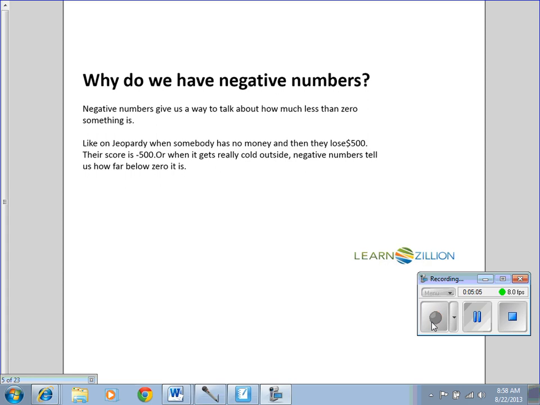So why, you may ask, do we have negative numbers? Well, negative numbers give us a way to talk about how much less something is than 0. Examples like on Jeopardy, when someone has no money and then they lose $500. Their score is negative 500. They start at 0, they lose 500, their amount is a negative value.